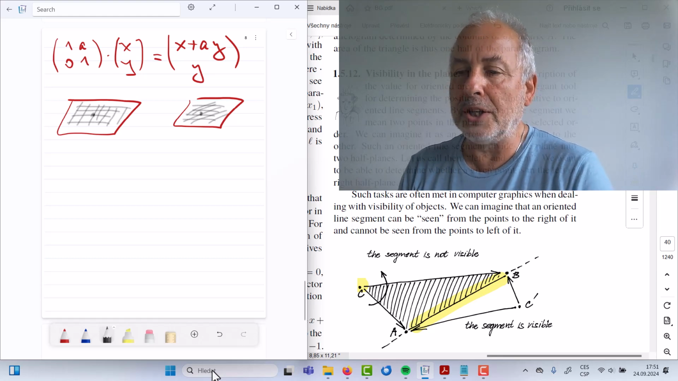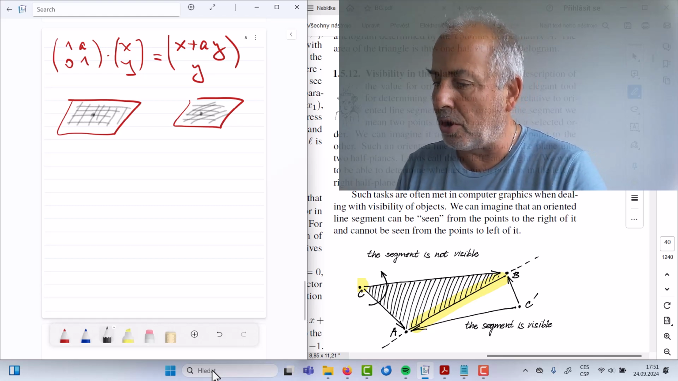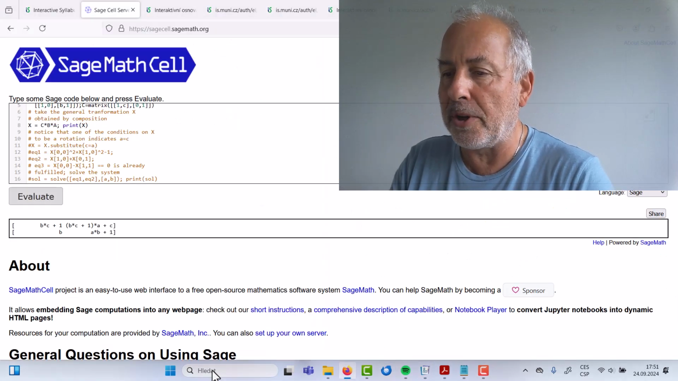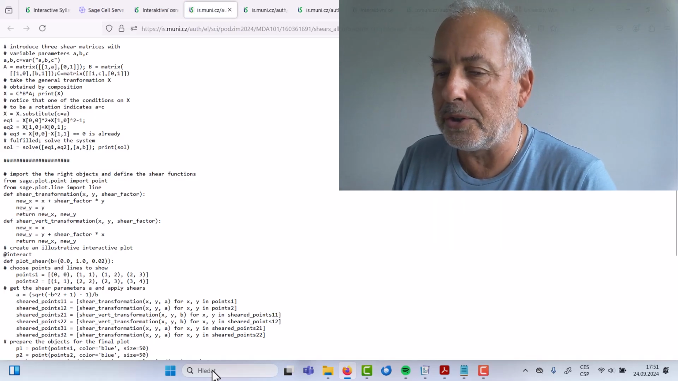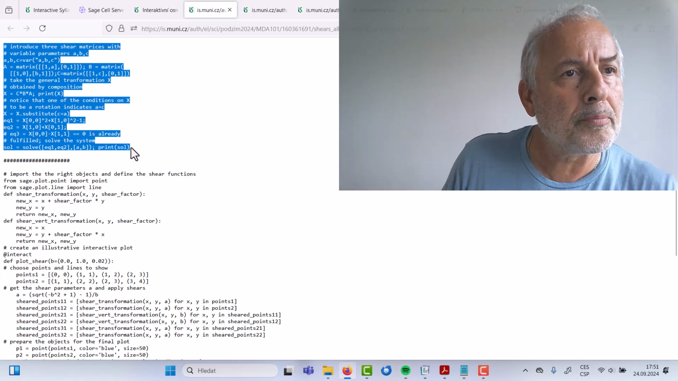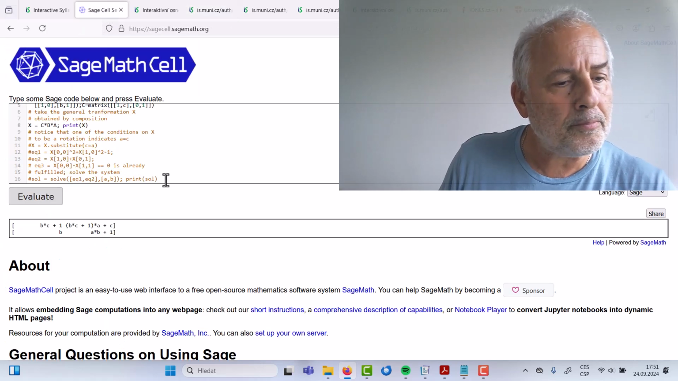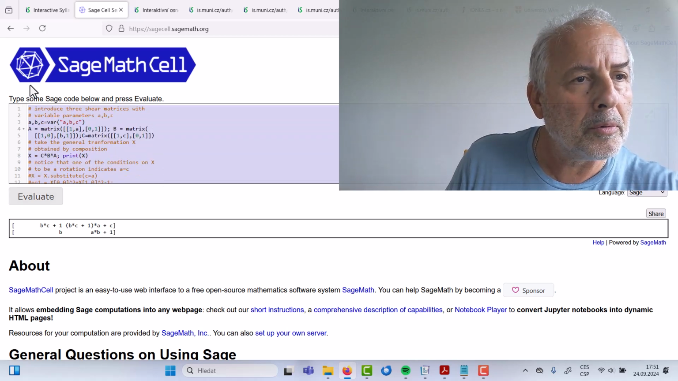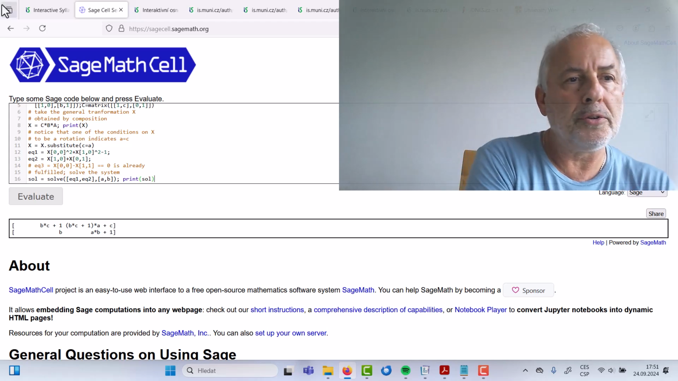So how does this work? I follow the text in our textbook, and there is something prepared there. So if you go here, there are the shears. So I go to the Sage cell, right, so that's where we are.